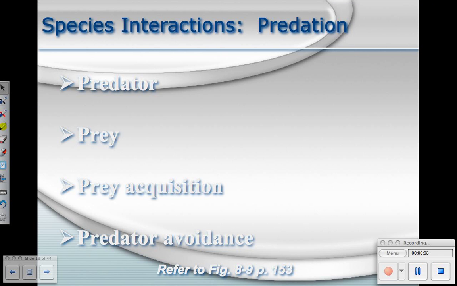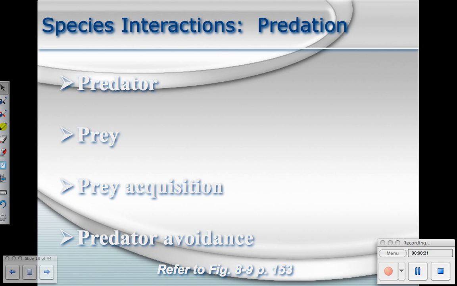Well, we left off looking at a variety of different species interactions, and the first one we're going to look at is the idea of predation. So this is where you have a paired relationship between predator and prey, and we'll be looking at a variety of examples of predator and prey. But obviously, the predator is the hunter, and the prey is what is being hunted, or the food.